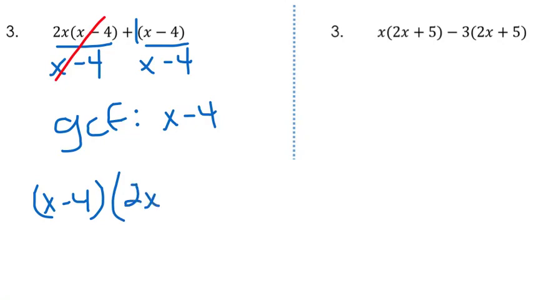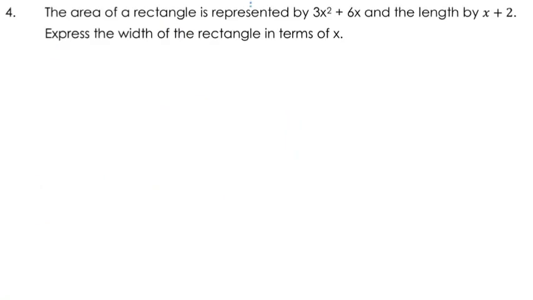And then the same thing happens on the other side. My x minus 4's cancel, and I'm just left with a plus 1. So I'm going to write in my plus 1. That's what it simplifies to. So my factored answer is going to be x minus 4 times 2x plus 1. And remember, this was my GCF. That's what both terms had in common that I was able to pull out. Try number 3 on the right side of your page on your own.